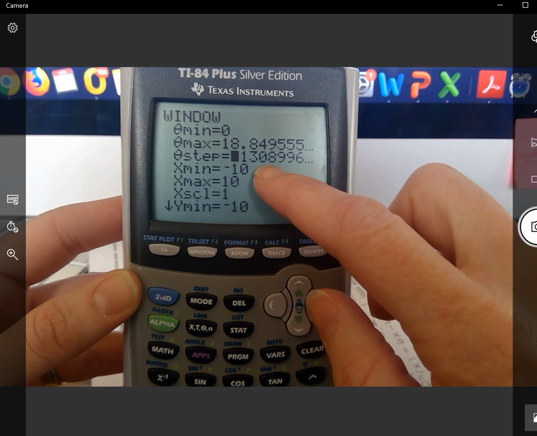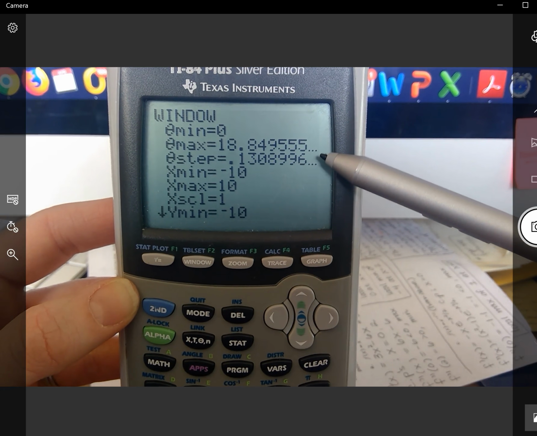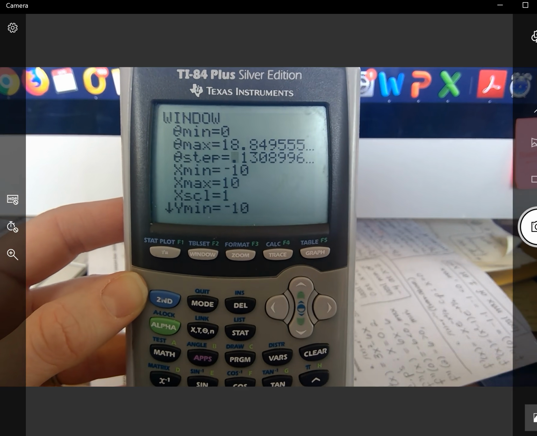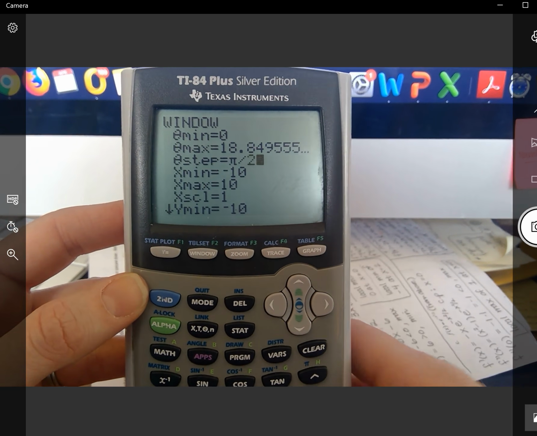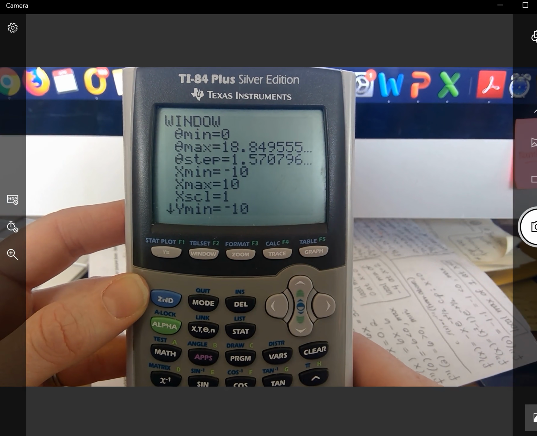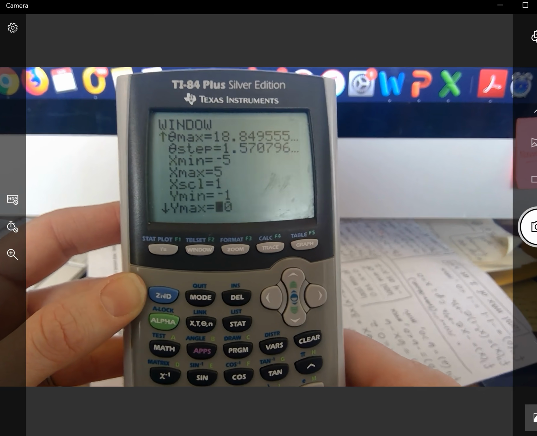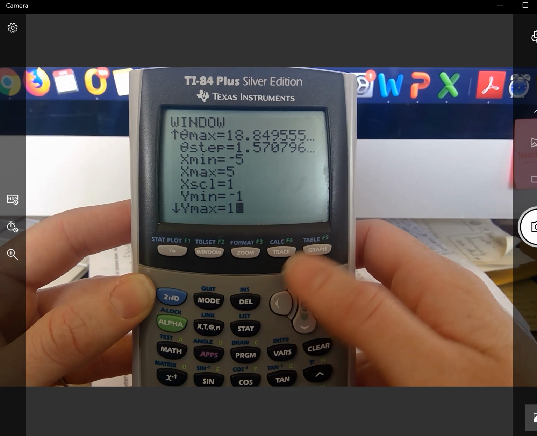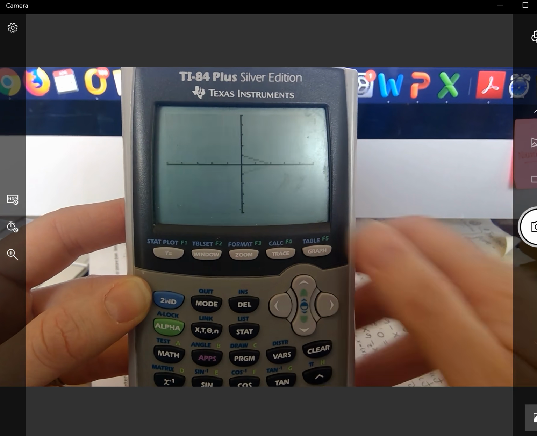And then this number right here, what this theta step does, if you're not seeing the whole graph, that's what you want to change. You want to change that theta step, because this is how many times it's going to evaluate a theta. Like if I just did pi divided by 2, okay, and then let's do x min to -5, x max 5, -1 for y min, 1 for maximum, get a smaller window here. Oh, sorry, I meant -5. And let's graph this right here.